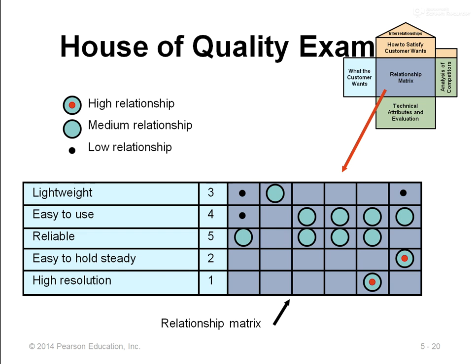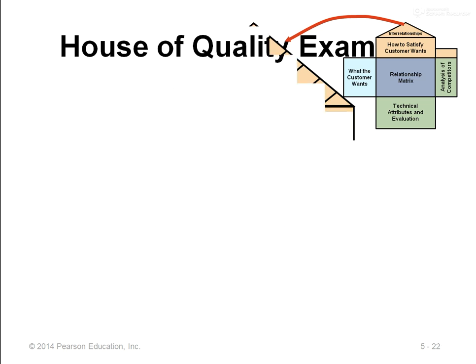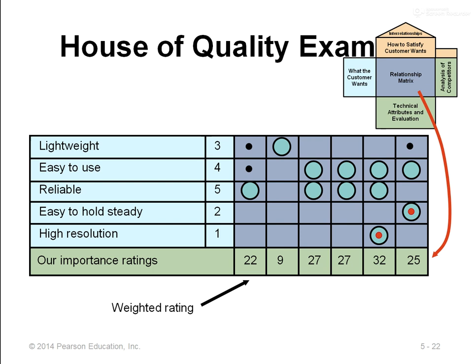Then we establish the relationship between each one of the elements that we can provide and how we can satisfy the customers. This is the way that we do it for low electricity requirements, aluminum components, autofocus, auto exposure, high number of pixels, and ergonomic design. And this is the relationship. As I told you, a black dot is 1 point, a blue circle is 3 points, and a blue circle with a red dot is 5 points because there is a high relationship. Doing that, we can see that there are 25 points here, 27 points here.